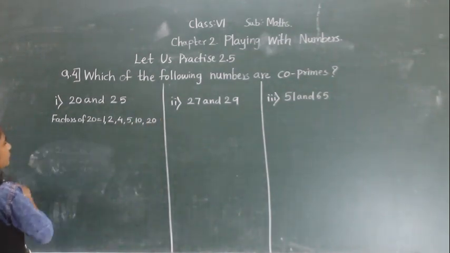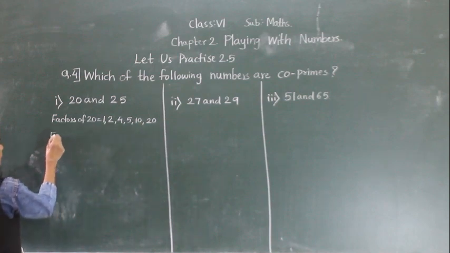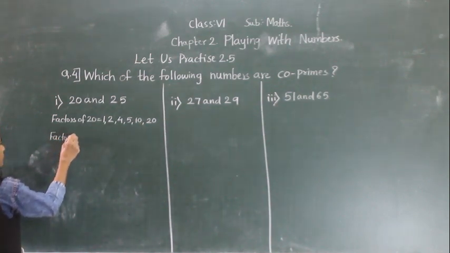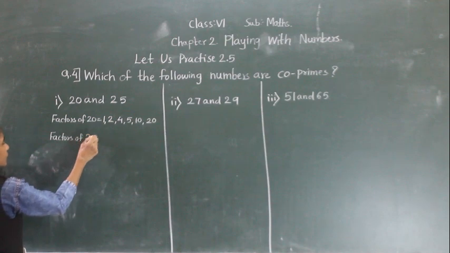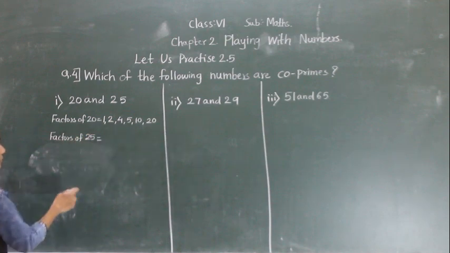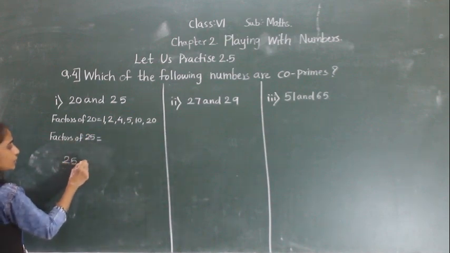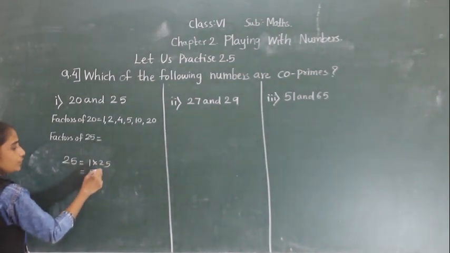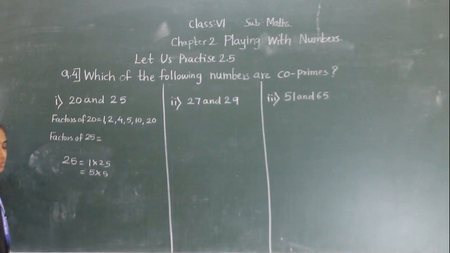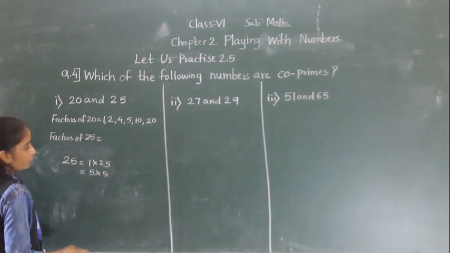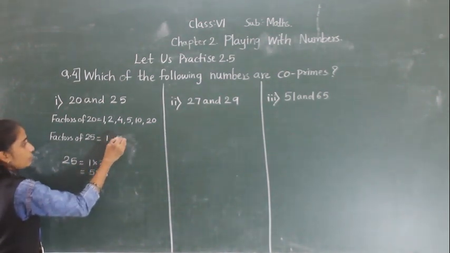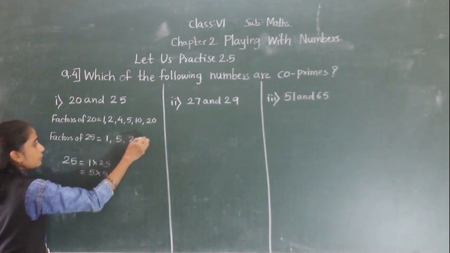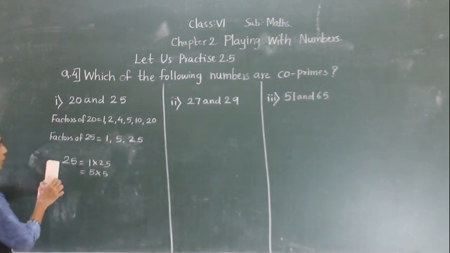Let's find the factors of 25. Factors of 25. Okay. So find the factors of 25. 5 times 5 is 25, and 1 times 25 is 25. So which are the factors of 25? 1, 5 and 25. These are the factors of 25.